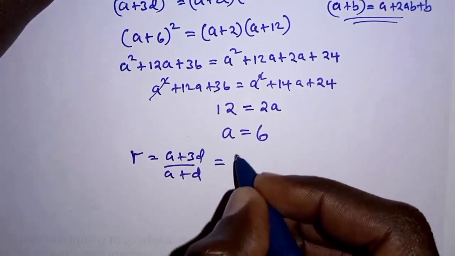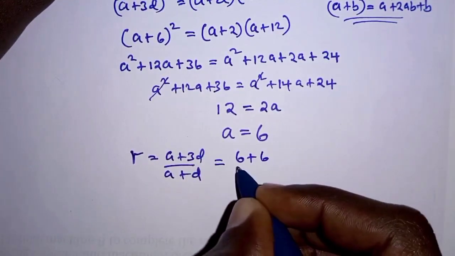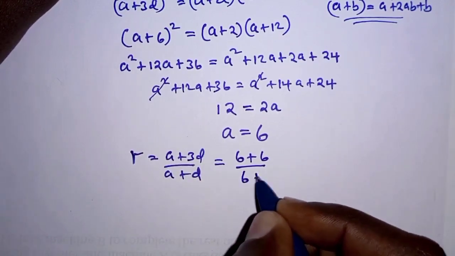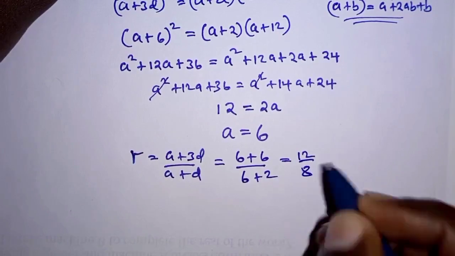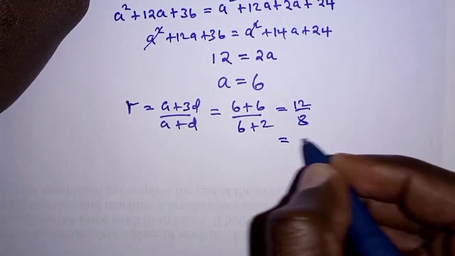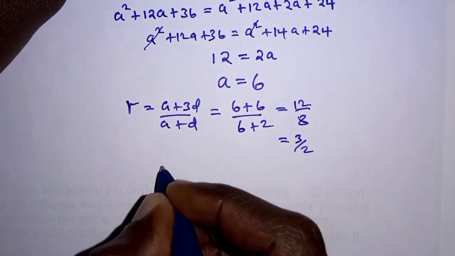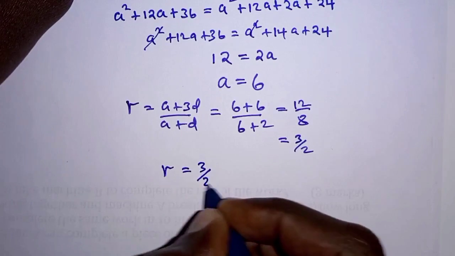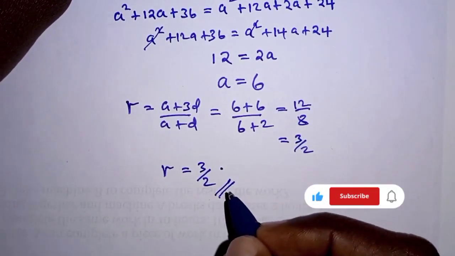So on the numerator we have 6 plus 3 times 2, which is 6, and then on the denominator we have 6 plus 2. This is 12 over 8. That simplifies to 3 over 2. So the common ratio R is 3 over 2, and that is how we go about this question.